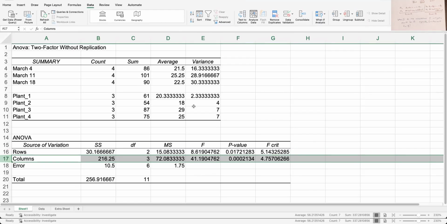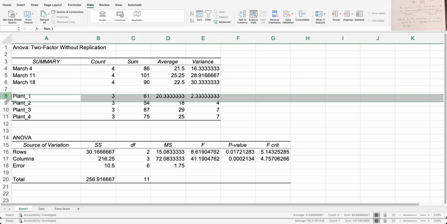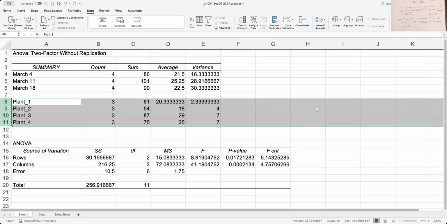As a matter of fact, again, I go back up here and I look at the averages across my plants and I see, oh, yeah, I've got 18 and 20, and then I've got 25 and 29. Two plants have substantially more absenteeism on Friday than the other two. Today's a Wednesday, so I don't care. But in general, now I can sort of track these things.